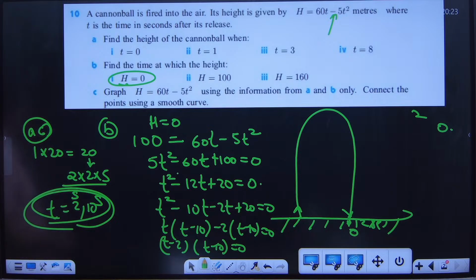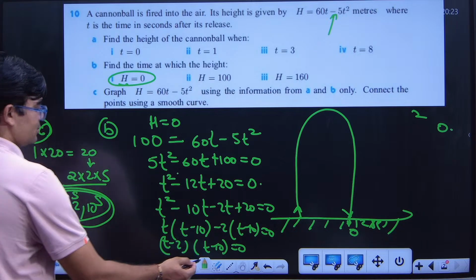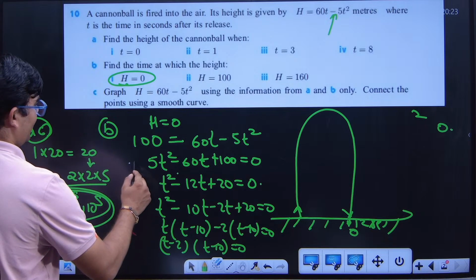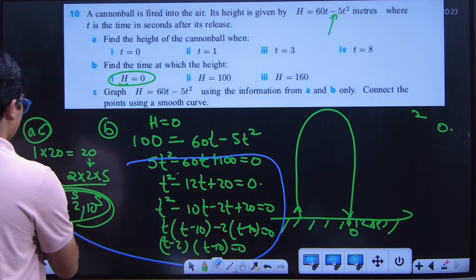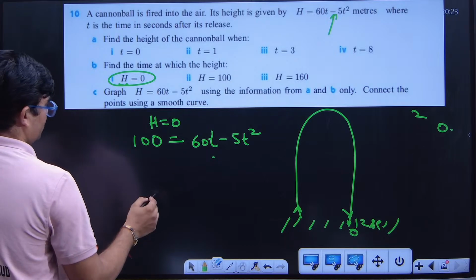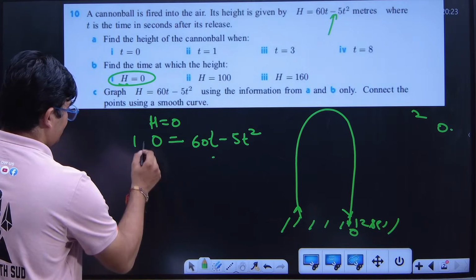Done? Yes, sir. Shall I erase these? Okay. So I will not erase, I will just change the value to 160. That's it. So the equation now will become 160.